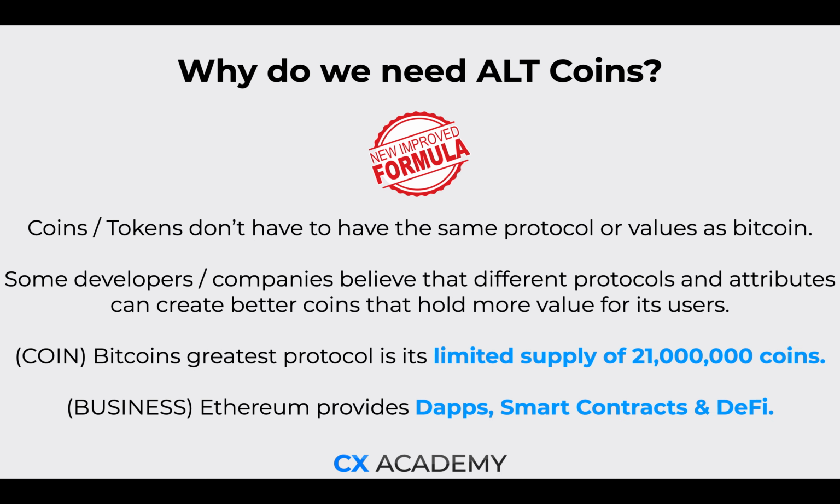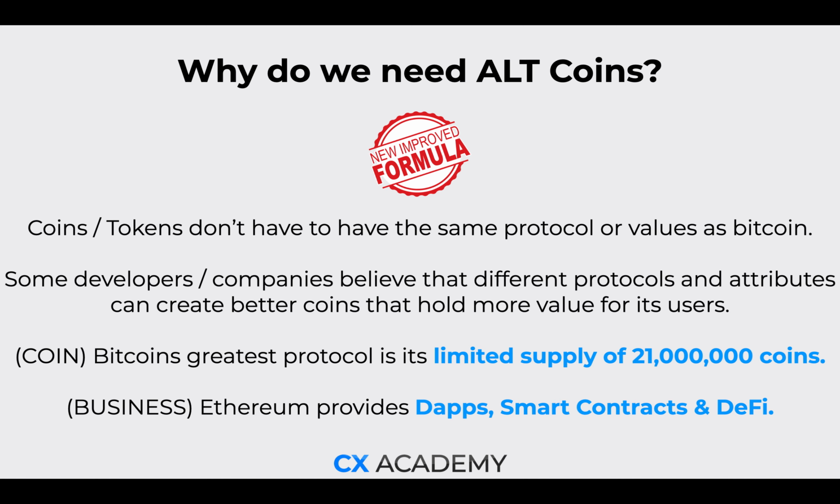So then why do we need them? So coins and tokens don't actually have the same protocol or values as Bitcoin. Okay, like we've just mentioned. Some developers or companies believe that different protocols and attributes can create better coins that hold more value for its users. Okay, again, when we're looking at things like tokens, they can be given coded values which people may find more valuable than a coin like Bitcoin, which only has a scarcity value, for example.